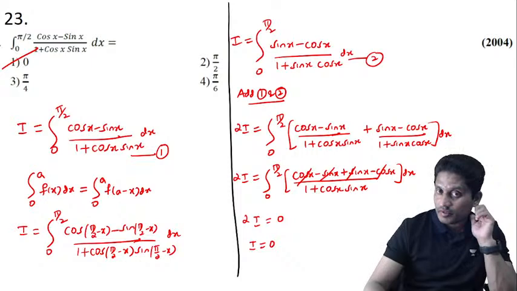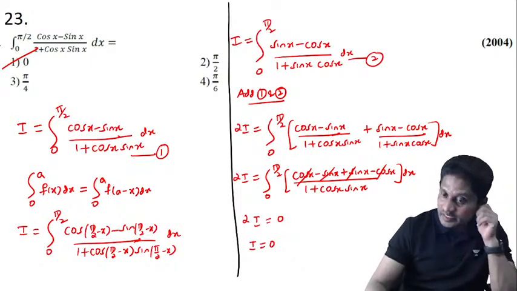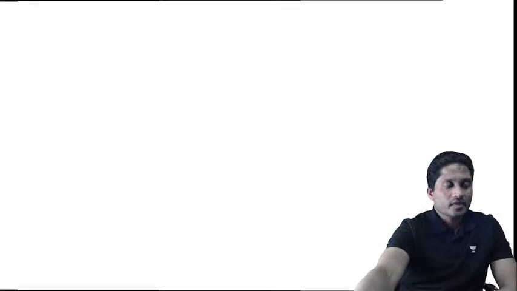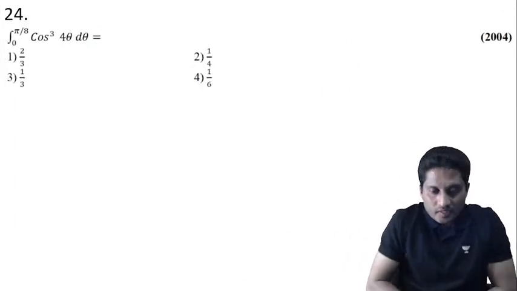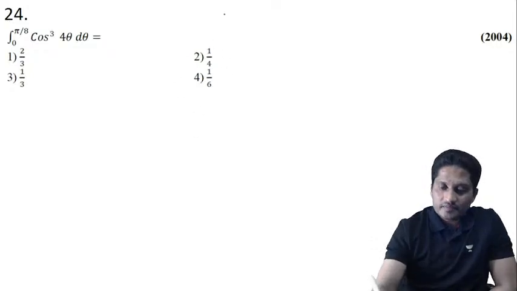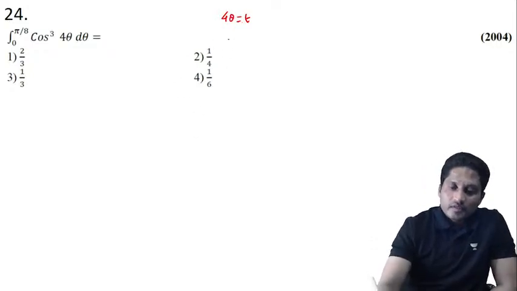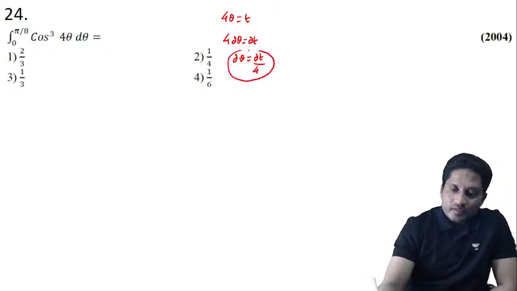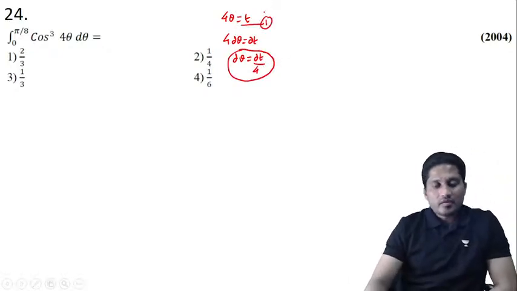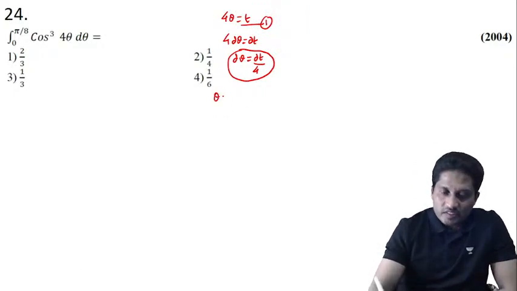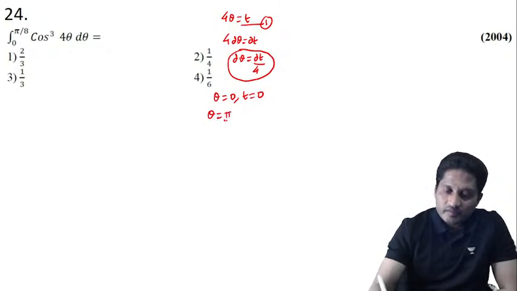It was asked in 2004, but the same question is there in NCERT. Question number 24. See, you put 4 theta is equal to t. Now if I differentiate, 4 d theta is equal to dt, d theta is equal to dt by 4. Let's call this equation 1. Even the limits will change. When theta is equal to 0, t is equal to 0. When theta is equal to pi by 8, t is equal to 4 into pi by 8, t is equal to pi by 2.